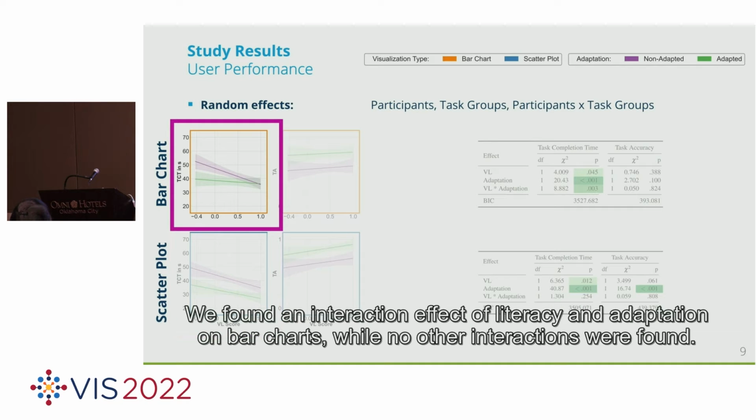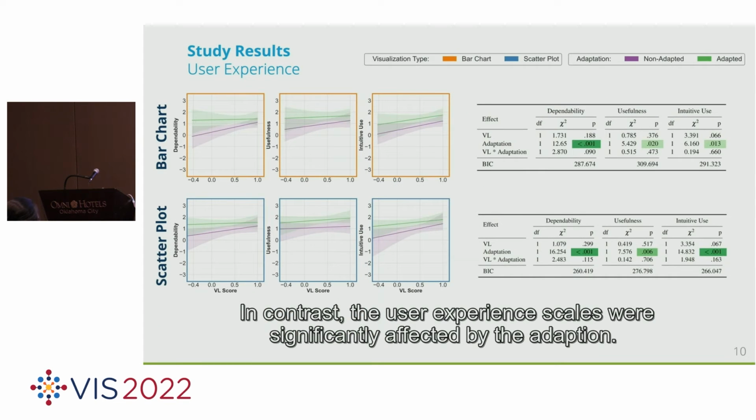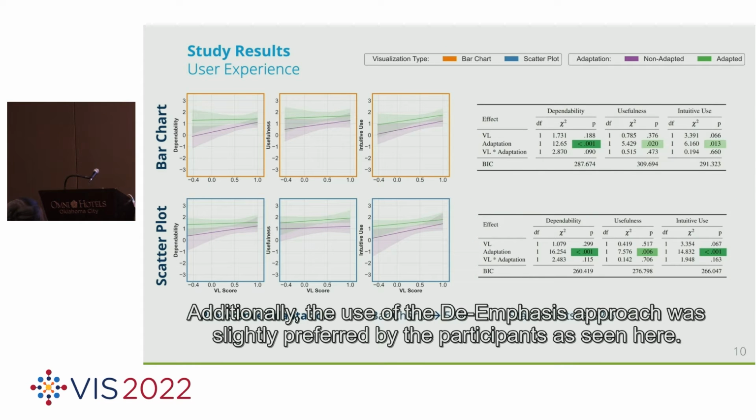We found an interaction effect of literacy and adaptation on bar charts, while no other interactions were found. Furthermore, the task accuracy was only affected by the adaptation for the scatter plots. In contrast, the user experience scales were significantly affected by the adaptation. This effect was greater for scatter plots. Additionally, the use of the emphasis approach was slightly preferred by the participants, as seen here.